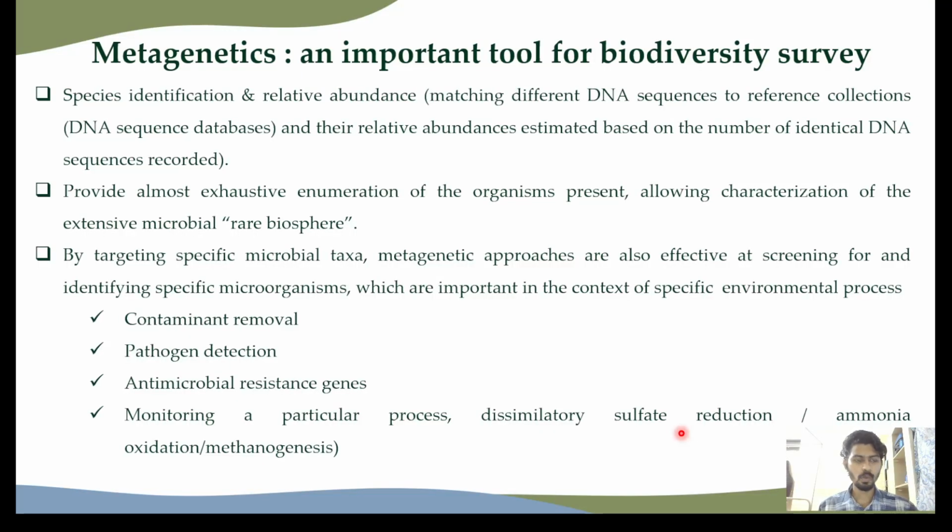Metagenetics is one of the very important tools for biodiversity surveys. It helps us to study the biodiversity by looking at the DNA sequences in an environment. So what happens here? First, we will collect the DNA from the sample and we will infer what kind of microorganisms are present in the given sample.